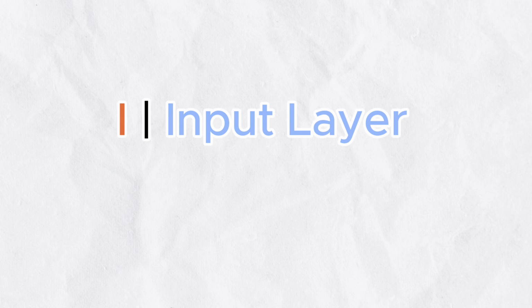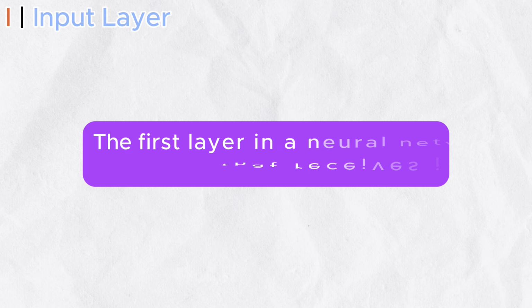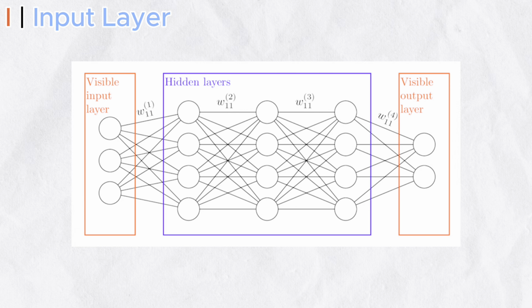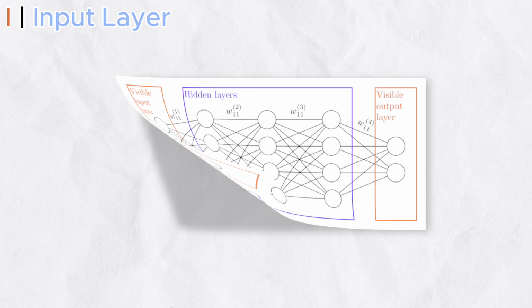Today's letter is I. I for input layer. In an artificial neural network, there are 3 main layers. The very first layer is called the input layer. This is where all your data gets fed into the neural network. Then comes your hidden layers. These are where all your neurons are. And then finally your output layer.